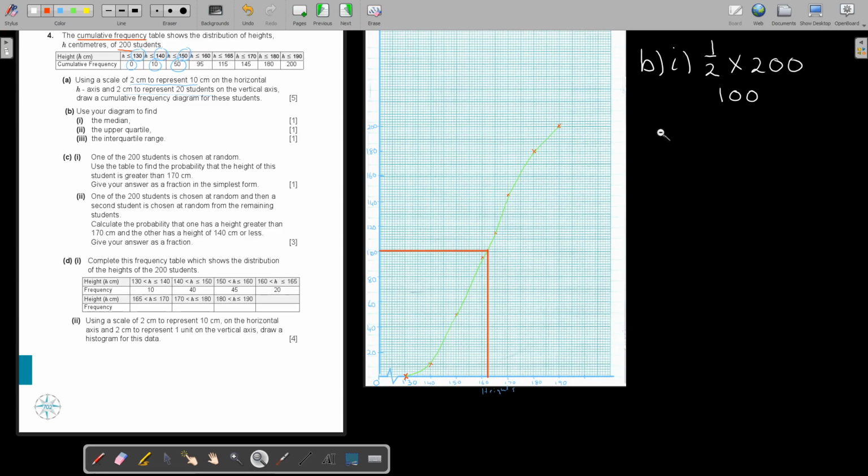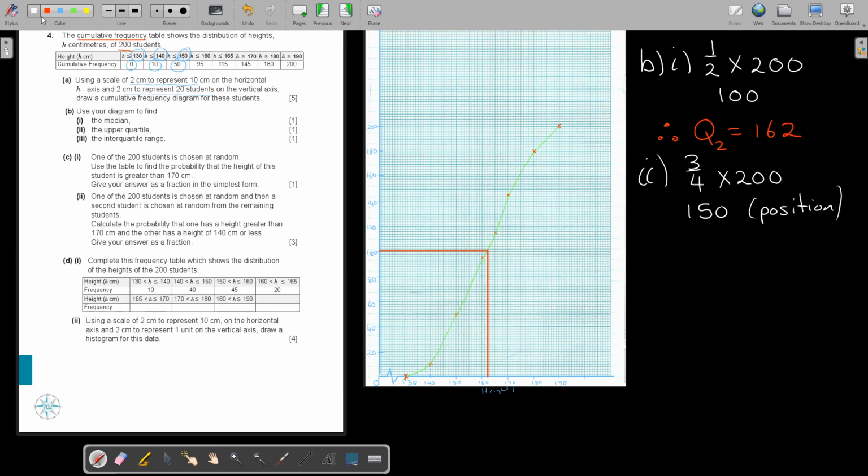So therefore, now I write it like this. Therefore, Q2 equals 162. Okay. And then I go to the next one, the upper quartile. And now it's going to be 3/4 of 200. And that is just going to say 150. That's just the position. Remember, position.